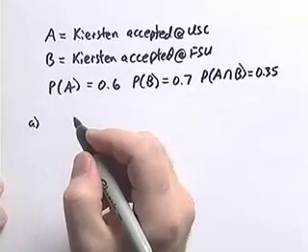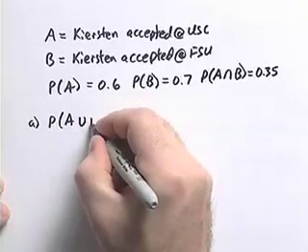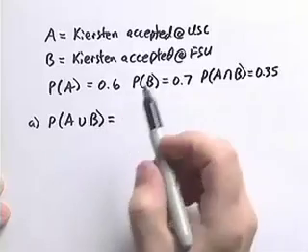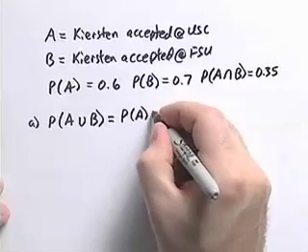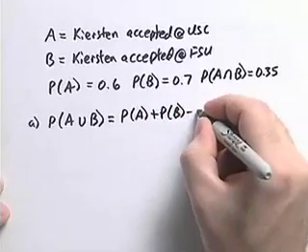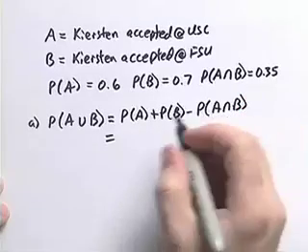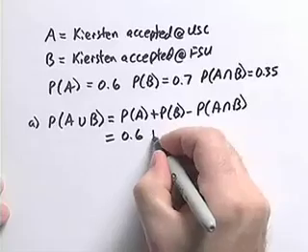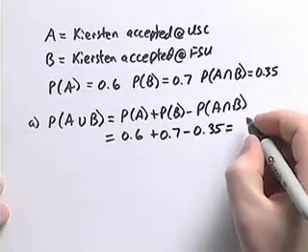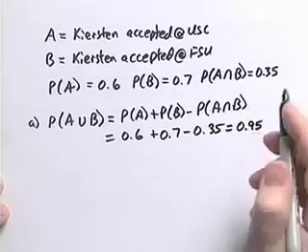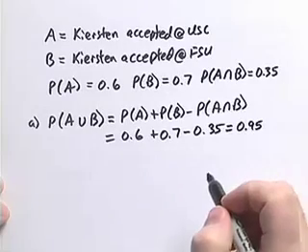In part A of this problem, we'd like to find the probability of A or B. It's A union B. That's the probability that Kirsten's accepted at USC or FSU. That's the probability of A plus the probability of B minus the probability of A and B. Since we know these three probabilities, we can just plug in our values, 0.6 plus 0.7 minus 0.35, and we end up with 0.95. So the probability that Kirsten's accepted at either USC or FSU is 0.95.